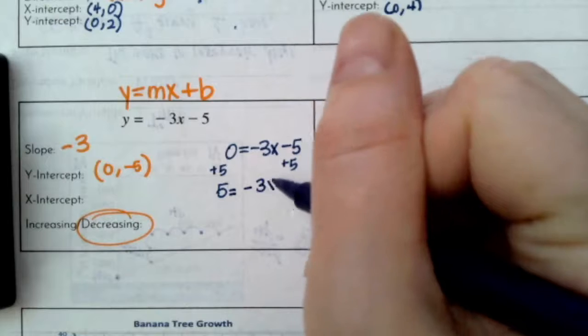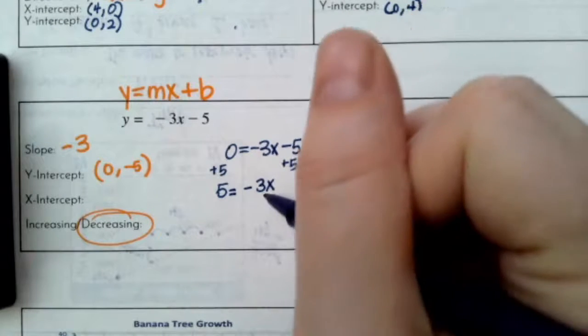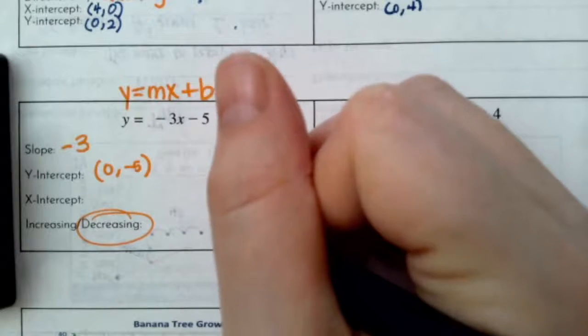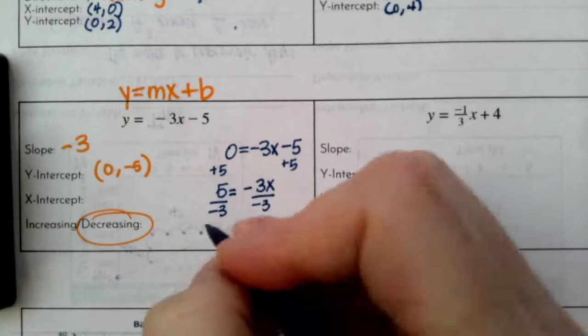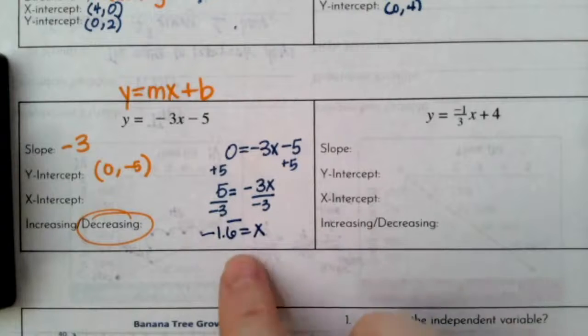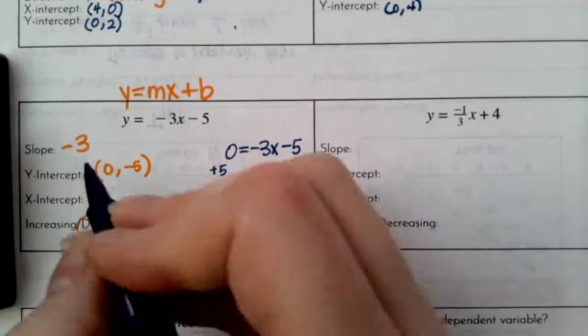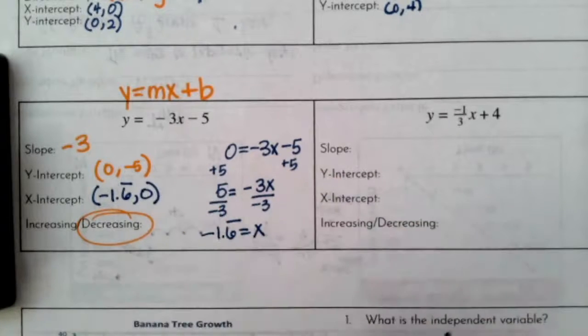And so when we do that, we'll have the same couple steps every time. You'll either add or subtract to get rid of b, and then you'll divide to get rid of m. And 5 divided by -3, you can leave it as the fraction, 5 divided by -3, or you can write it as a decimal. It's up to you whether you like fractions or decimals better. I'm going to write mine as a decimal. But again, it doesn't matter which one, they're both correct.